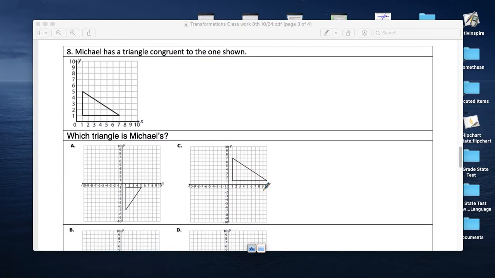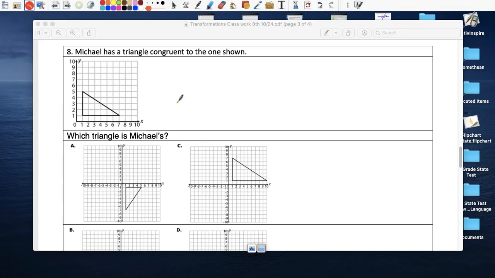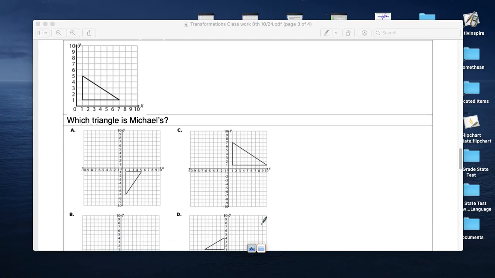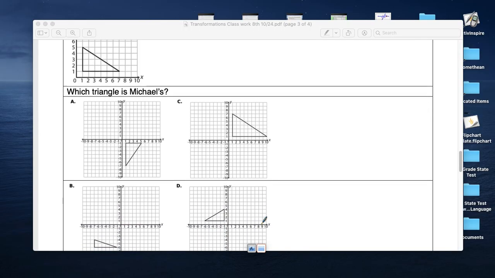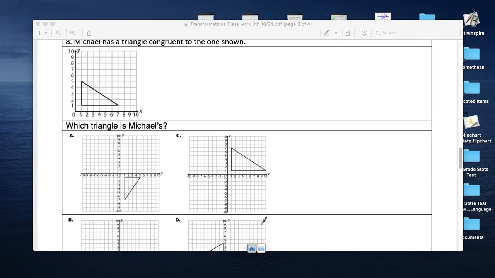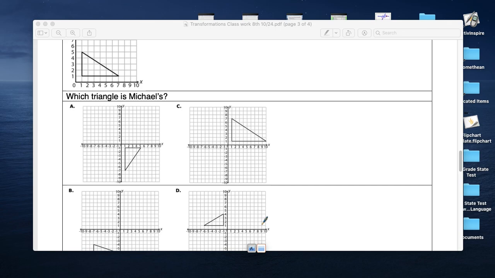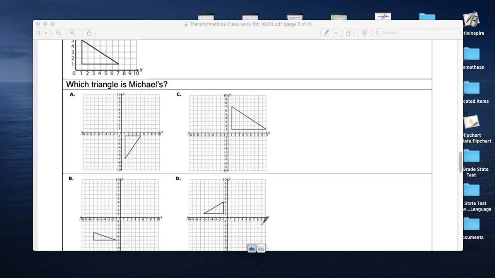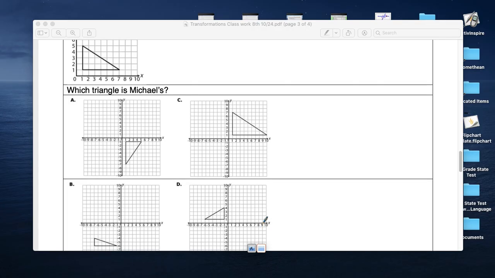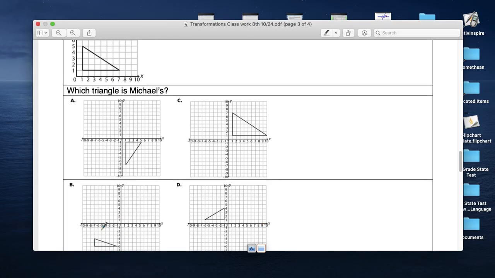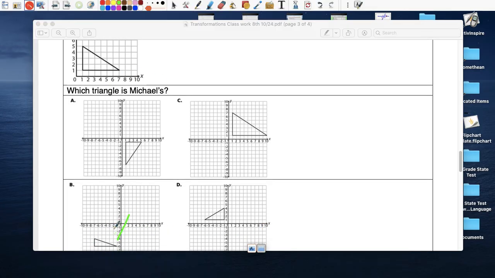Question 8. Michael has a triangle congruent to this one that is shown first. Which triangle is Michael's? In order to be congruent, remember that the sides are supposed to have the same measurements. Same shape, same measurements. So we can automatically disqualify this one over here. There's no way; it doesn't even look the same as that one. So same shape, same size.